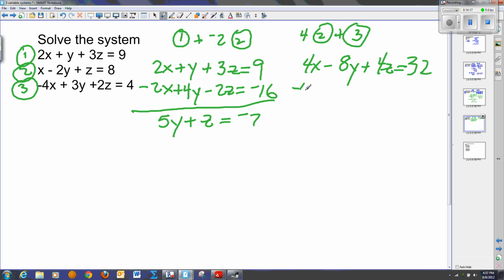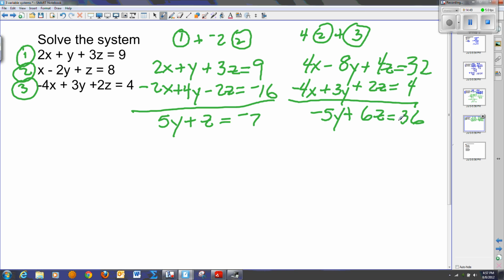That third equation is negative 4x plus 3y plus 2z, and that's going to equal 4. Add those up. The x's go away. I'm left with negative 5y, which I like, plus 6z. That equals 36. I like this so much because I notice that the negative 5y and the 5y are opposites. So what I'm going to do is add these two equations and just eliminate straight off.